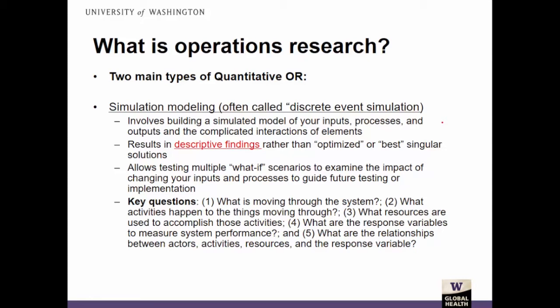What are the response variables to measure system performance? What is the purpose of the system? Is it to produce high-quality cars? In the medication example, is it to produce high-quality medication that's of a good potency? And in the knee surgery example, it's to decrease disability associated with knee injury and potentially not have side effects from a surgery. And then the last one is, what are the relationships between the actors, the activities, the resources, and the response variable? Do they all work together? Are they working separately? If one fails, does it have an unpredictable relationship to another? And we'll go over some examples that will hopefully clarify that.